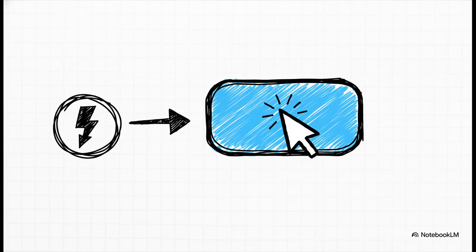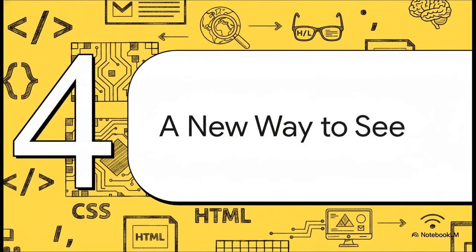And then, finally, JavaScript adds the action. It attaches an instruction to that button. So now, when you actually click it, something happens. A menu opens, a message sends, an item gets added to your cart. You have structure, style, and action, all working together in perfect harmony. Understanding this trio doesn't just teach you about how websites are made. It gives you a brand new way to see the digital world that you live in every single day.